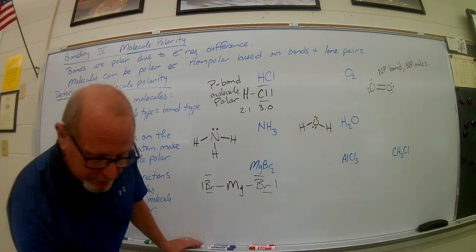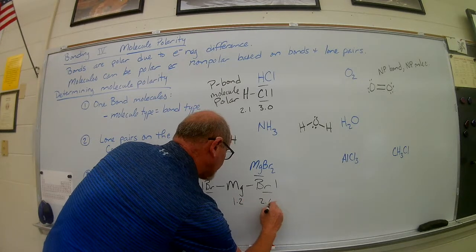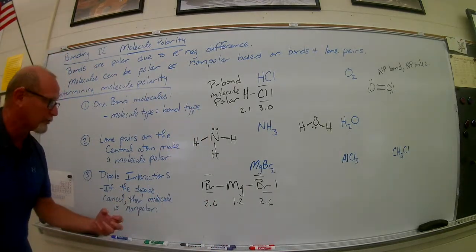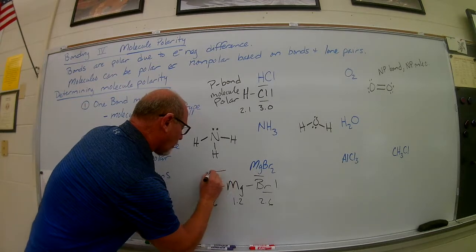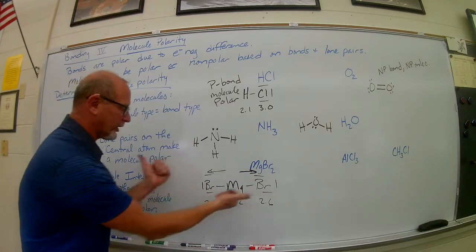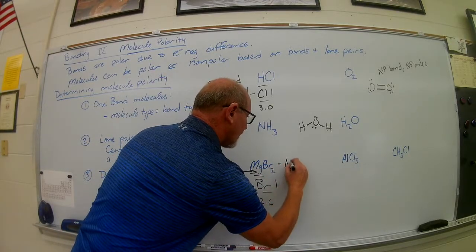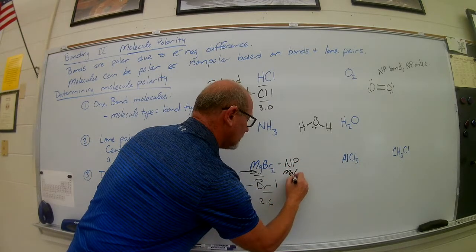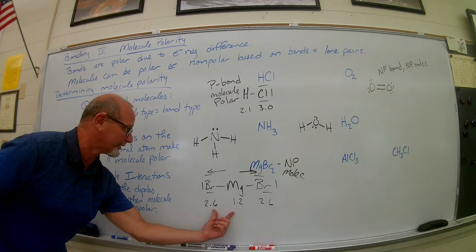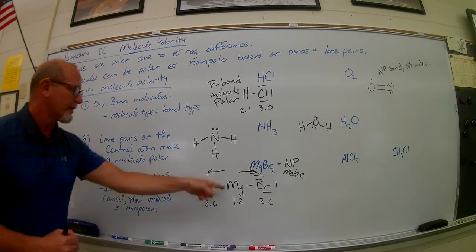My electronegativities for this one are 1.2 and 2.6. My dipoles are arrows that show electron movement towards the higher electronegativity. So in this case, I have a tug of war going outside. These dipoles are going to cancel. This is a nonpolar molecule. It may have very polar bonds due to this difference in electronegativity, but because those pulls of electrons cancel out, it's nonpolar.